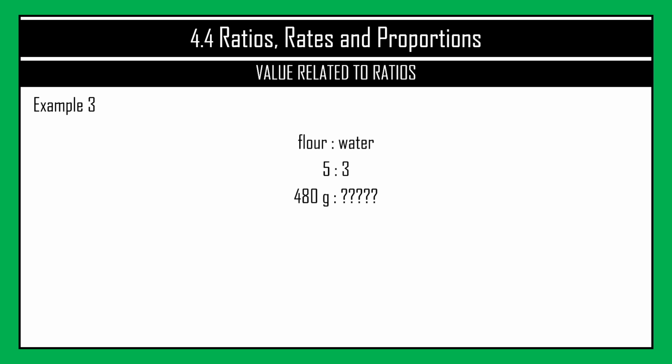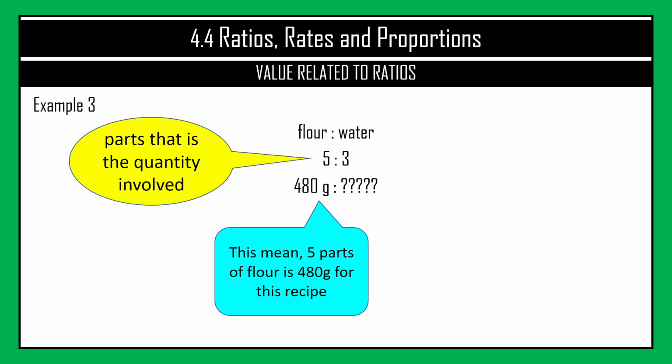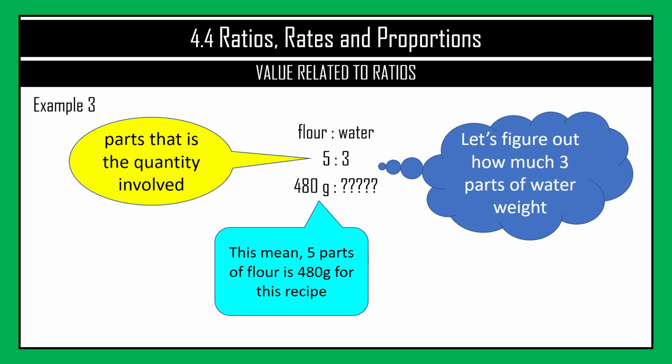So we are going to try to see. Now the ratio given is 5 to 3. Ratio here actually means the parts. Okay, how many parts of it? So I mean 5 parts of flour is equivalent to 480 gram. Okay, and then we want to know how much 3 parts of water will be.